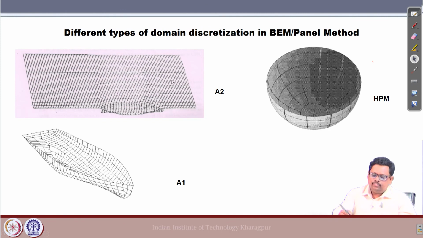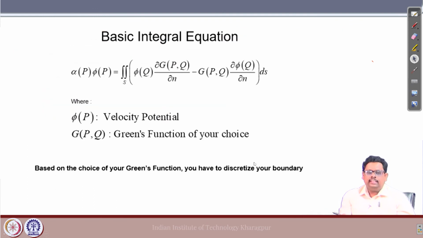Now, in case of A2 we have to discretize the body as well as the free surface. In case of A1 we have to discretize the body only, and in case of the higher order panel method, you can see that these patches are really big in comparison to the other two meshes, right. Okay. And this is the basic Green's integral equation we are going to discuss from the next class, and how we can solve this problem, right. And now I understand what is phi p, what is G p q and what is S, everything. Okay.